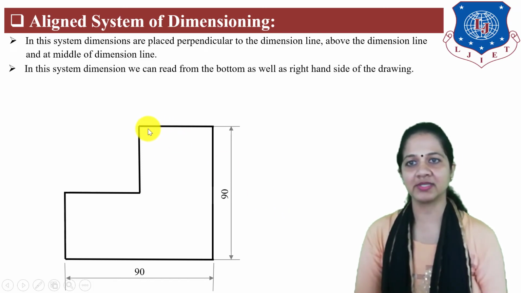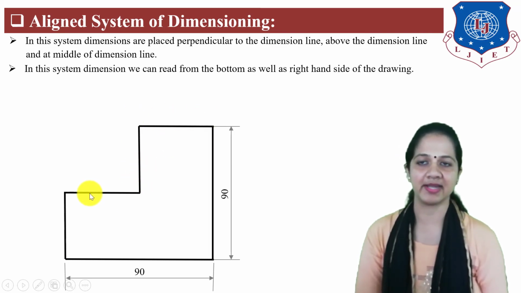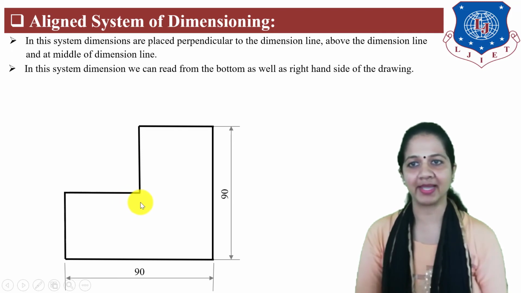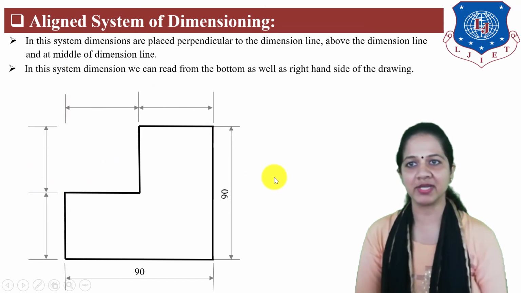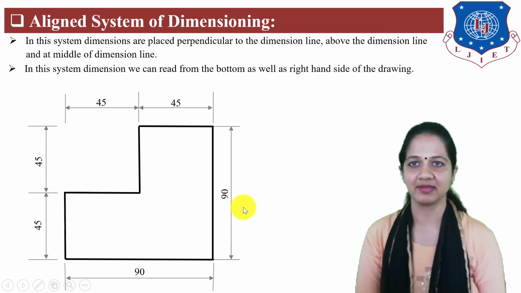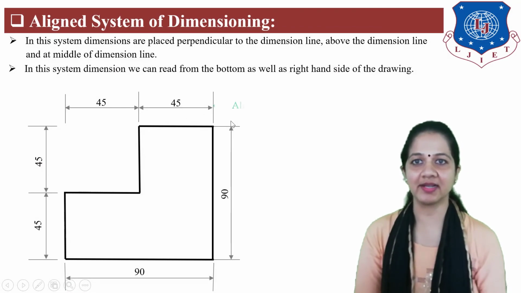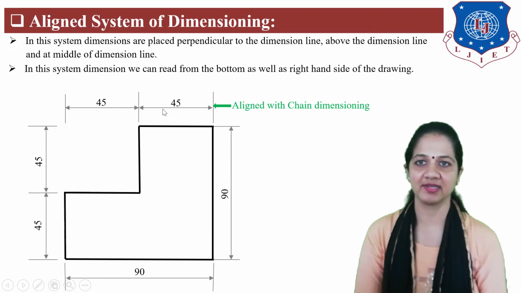If you want to show the dimension of this length and height steps, then we can apply either chain dimensioning or parallel dimensioning. If you want to apply chain dimensioning, then first you need to draw the extension line, then arrange the dimension line in a straight line and then write the dimension perpendicular, above and at the middle of the dimension line. So this is aligned with chain dimension.